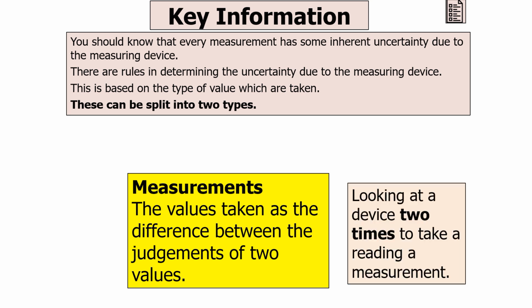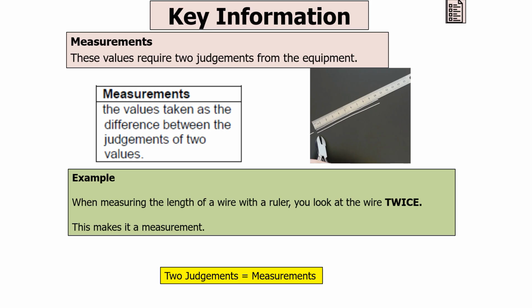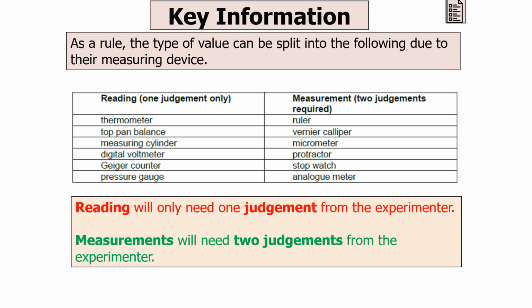So you're looking at two times to take a measurement. So for example, when measuring the length of a wire with a ruler, you're looking at it twice. So this makes it a measurement. So two judgments make it a measurement. So readings could be things like using a thermometer, a top pan balance, a measuring cylinder, a digital voltmeter, a Geiger counter, a pressure gauge, whilst a measurement could be using a ruler, a vernier caliper, a micrometer, a protractor, a stopwatch, an analog meter.